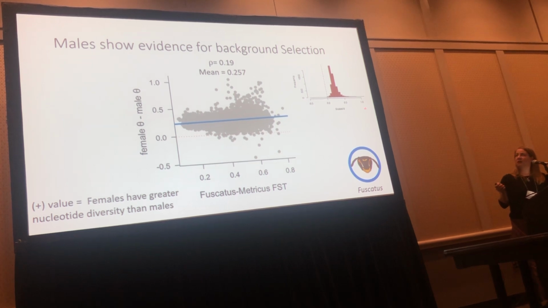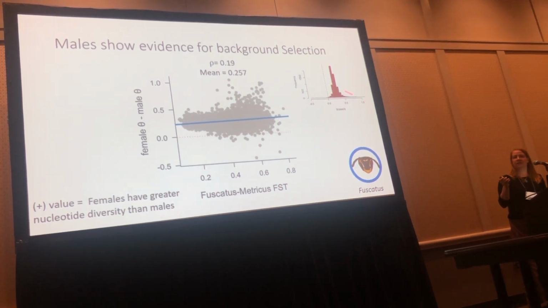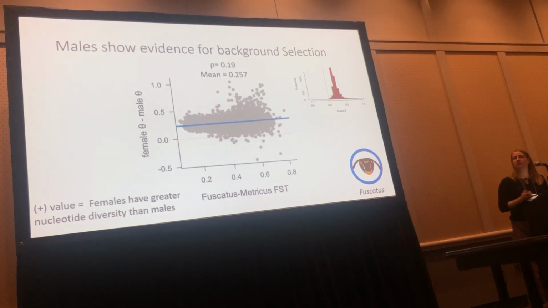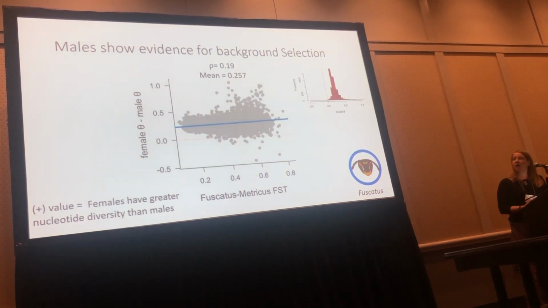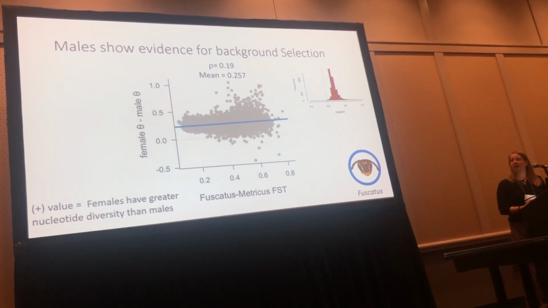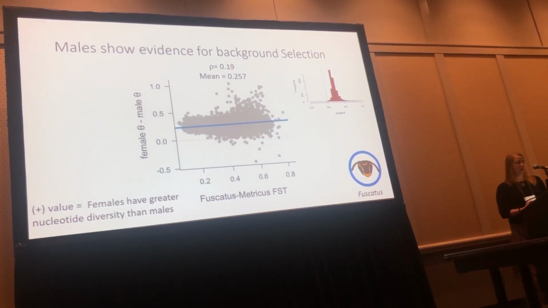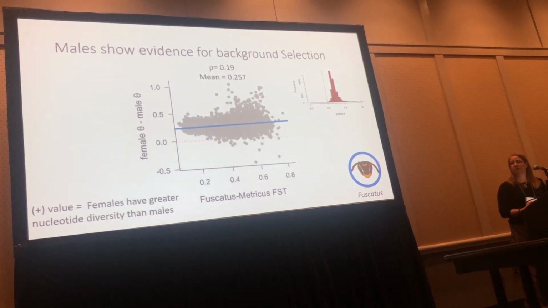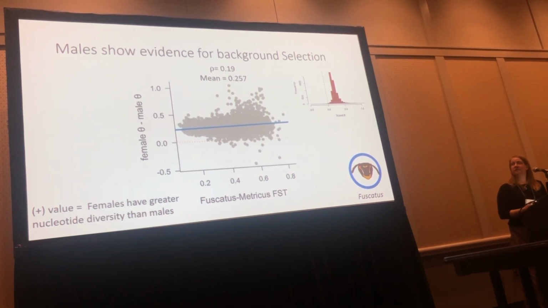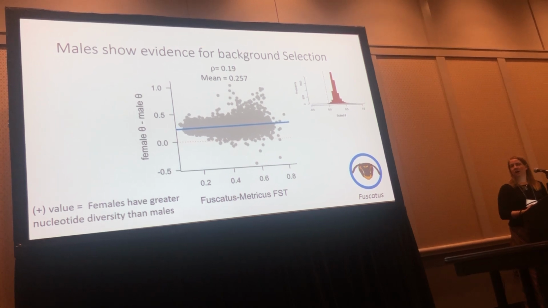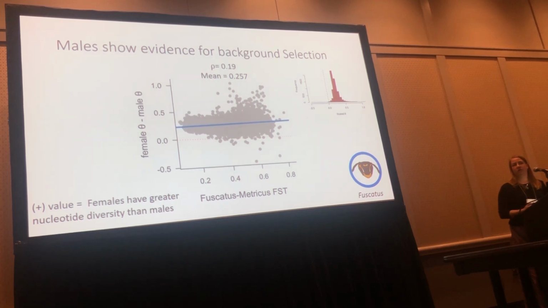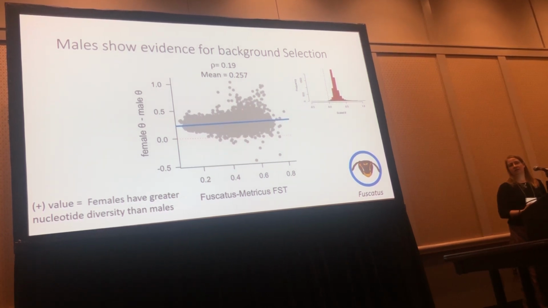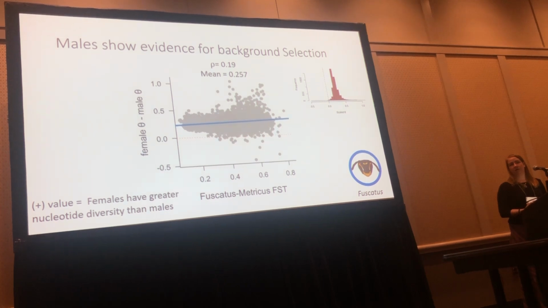So I'm just going to show this in two ways. This is a histogram of this delta theta value, and the dotted line here is our null expectation of 0. And then also I'm showing this on a plot over here against FST. And so we can see that almost entirely this value is positive, matching our expectation that females have greater nucleotide diversity than males. But what's even more interesting is that there is a significant positive correlation between this value and FST, suggesting that males are more under selection in regions with high FST, which I think is also suggestive that maybe background selection is higher in these regions as well.